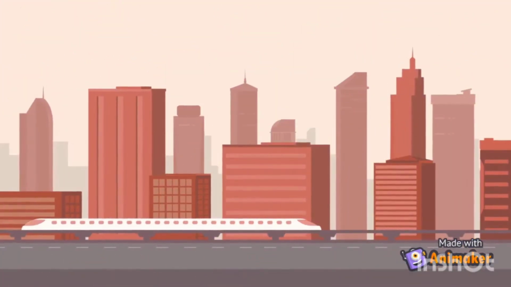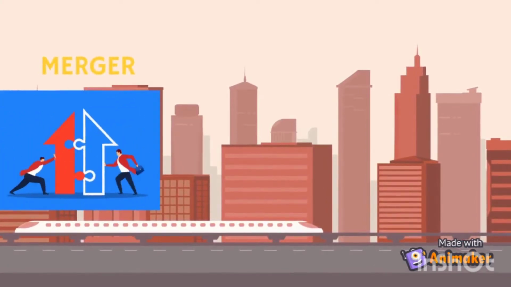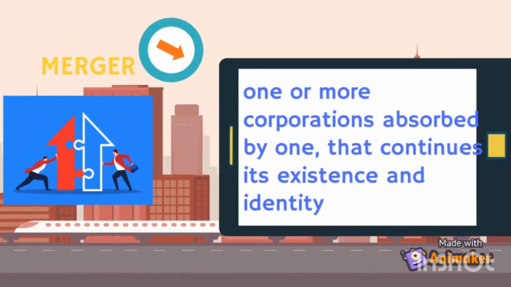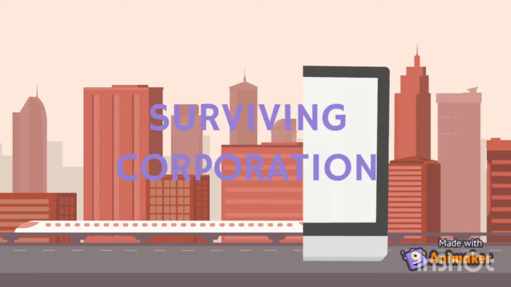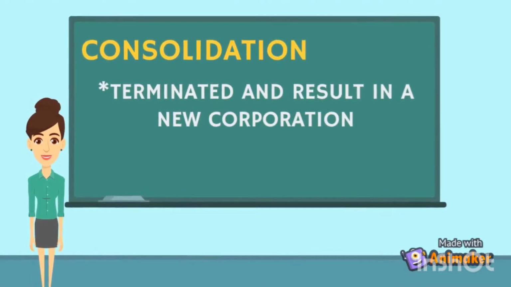The concept of the merger. The merger is the union of two or more corporations whereby one or more but not all constituent corporations are absorbed by one, which continues in existence, and retains its name and corporate identity, which is called the surviving corporation. Now let's proceed to the concept of consolidation.